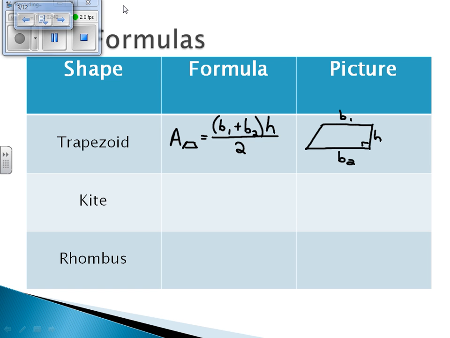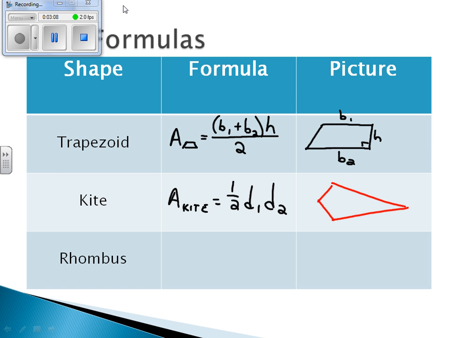The kite. It's hard to draw a kite, so if you want to write area of the kite, the area of the kite is half D1 times D2. What does D stand for? Diagonals. So the kite remembers looks like this. My diagonals are the dotted lines. So D1, for example, would be this distance here for the horizontal diagonal. And D2 would be this distance there.